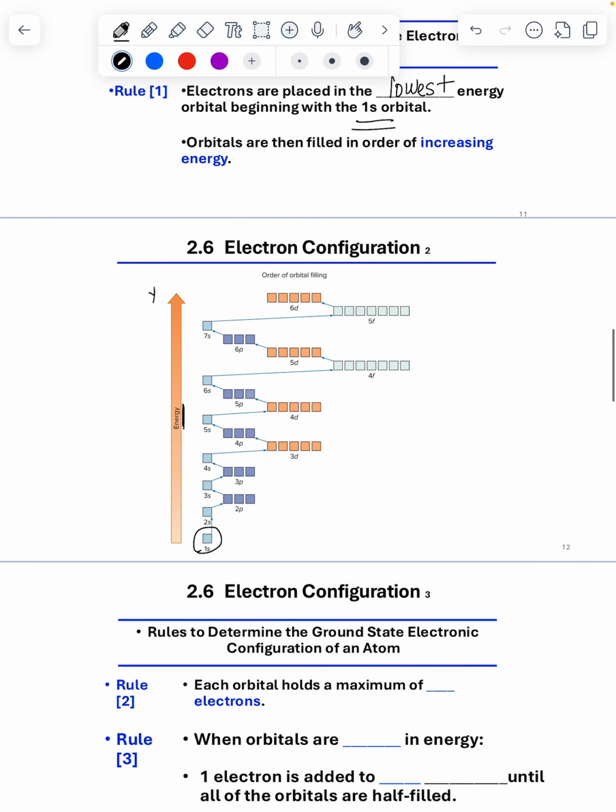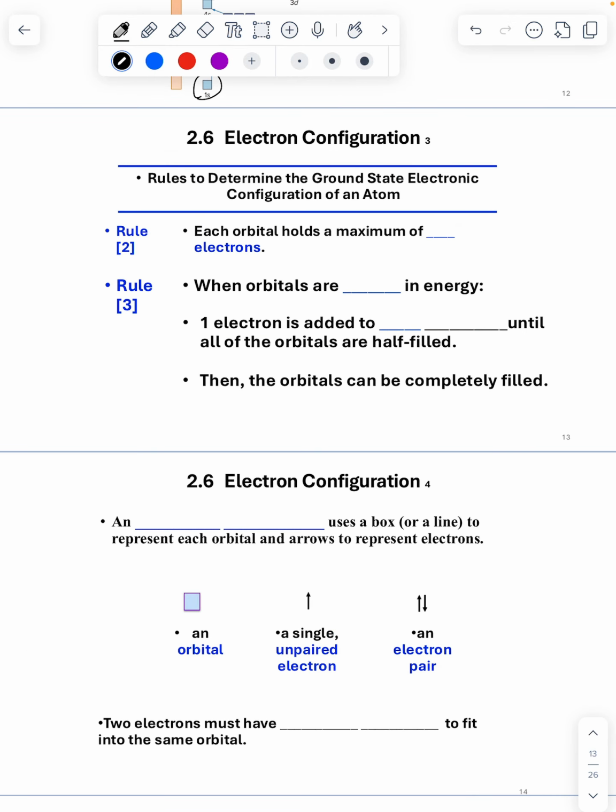All right, let's look at rule number 2. So rule number 2 says that each orbital holds a maximum of 2 electrons. When orbitals are equal in energy, then 1 electron is added to each orbital until all the orbitals are half filled. Then, and only then, the orbitals can be completely filled. So let's look and see what that looks like.